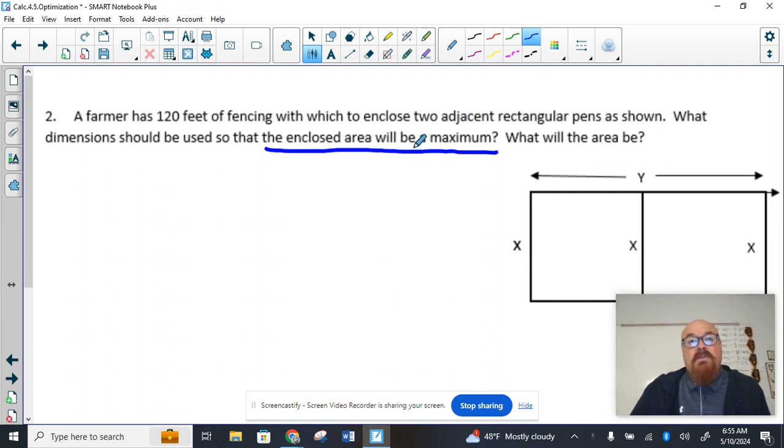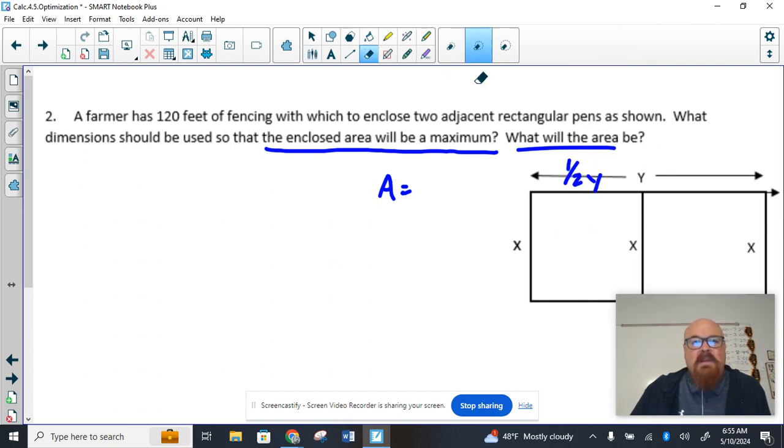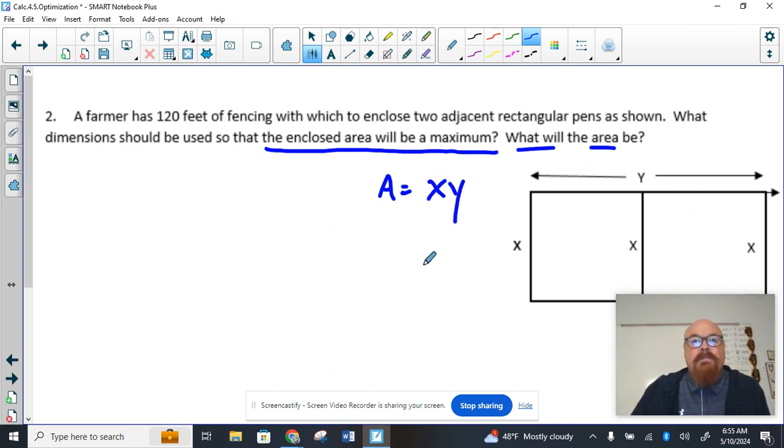So we are trying to maximize the area, right? So when we write our statement for area, this is what we're going to be maximizing. And then they also want to know in this case what will be that maximum area. So let's not forget about that as we get going. So the area of this shape, you could express it a couple different ways. You could say that this is half y and that you have two of these, but obviously the simplest way to express the area of this entire pen is just xy.